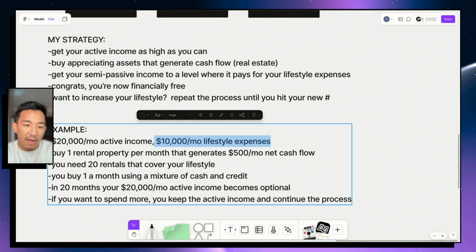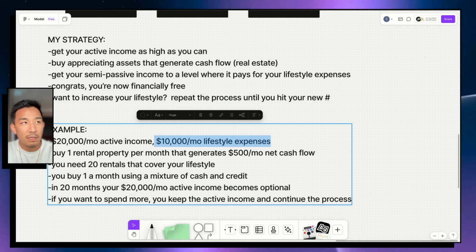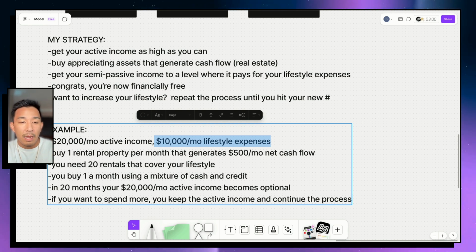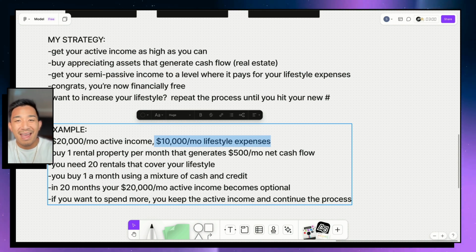A way you can do that, and my favorite way, is to buy, let's just say, one rental property per month, and you can afford to do this. Typically, I'm buying properties in the $75,000, $80,000 range up to $150,000, and you can put 20% down, right? That's $20,000 a month. You can buy one rental property a month. You can also use 0% business credit cards to convert it into cash and buy these properties as well. So there's lots of different ways you can do it. Let me know in the comments if you want to see videos on that. But you buy one rental property per month that generates $500 a month in net cash flow.